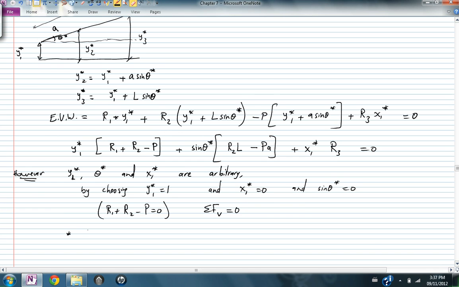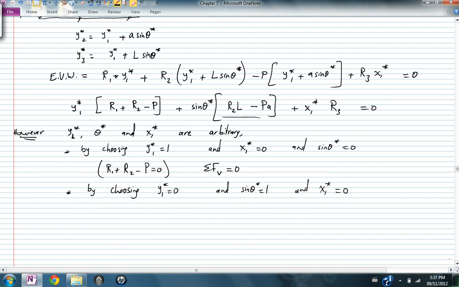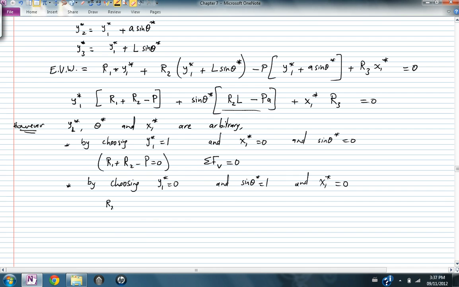And by choosing y1 star is 0 and sine theta star equal 1 and x1 star equals 0, you get the second equation, which is R2 L minus P a equals 0, which is basically the sum of moments around point 1 equals 0.